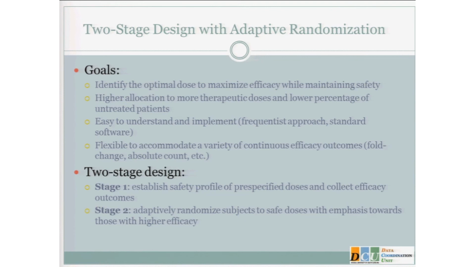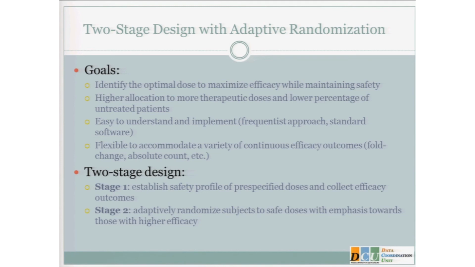We want a lower percentage of untreated patients. We want a design that's easy to understand and easy to implement, and we want it to be flexible enough to accommodate a variety of outcomes. The work here has been done for continuous efficacy outcomes. It could easily be modified to alter other forms of outcome as well.